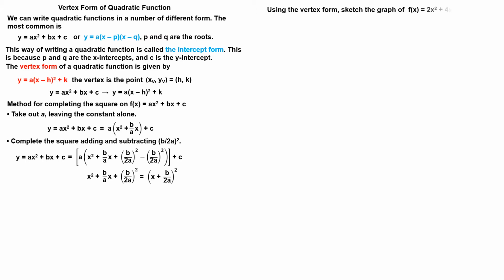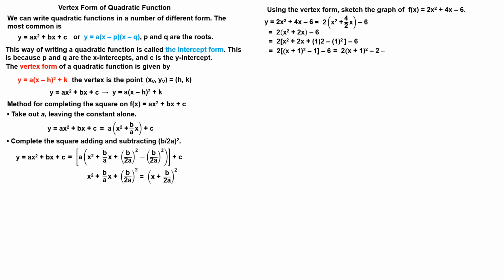Using the vertex form, sketch the graph of a function. We need a leading coefficient of 1 for completing the square. So, factorize out the current leading coefficient of 2. We are ready to create a perfect square trinomial. Take half of the coefficient of the x term inside the parentheses. Square it. Now add and subtract it. Multiply by 2 and tidy up the constants. This is the vertex form of a function.